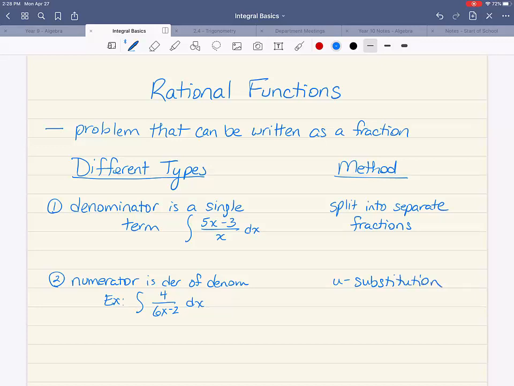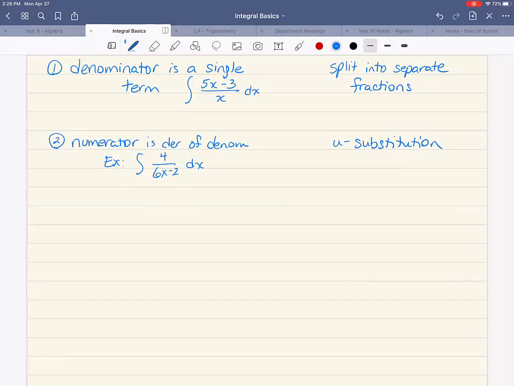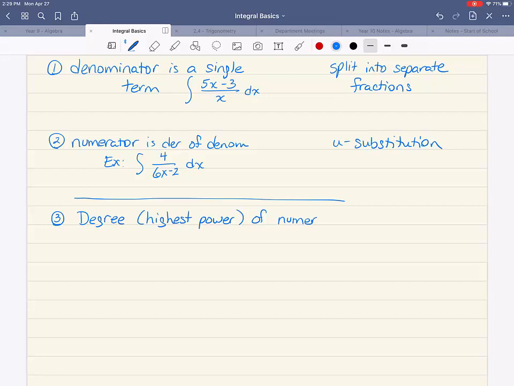Okay, today we're going to expand on this to include more types of problems. So the new material, we're going to start with a number 3, and it has the fact that the degree, which is considered the highest power, not sure if you're familiar with that term, of the numerator equals that of the denominator. And I'll point that out when I do the first problem.